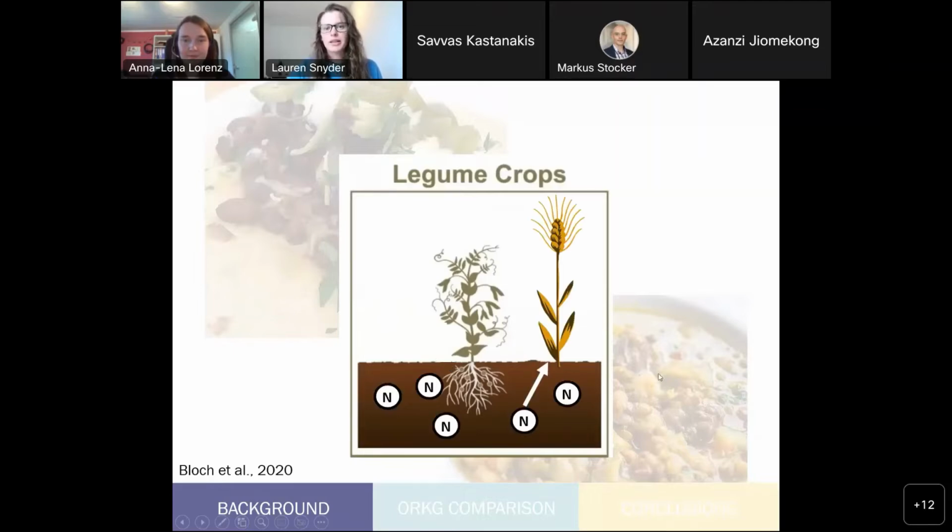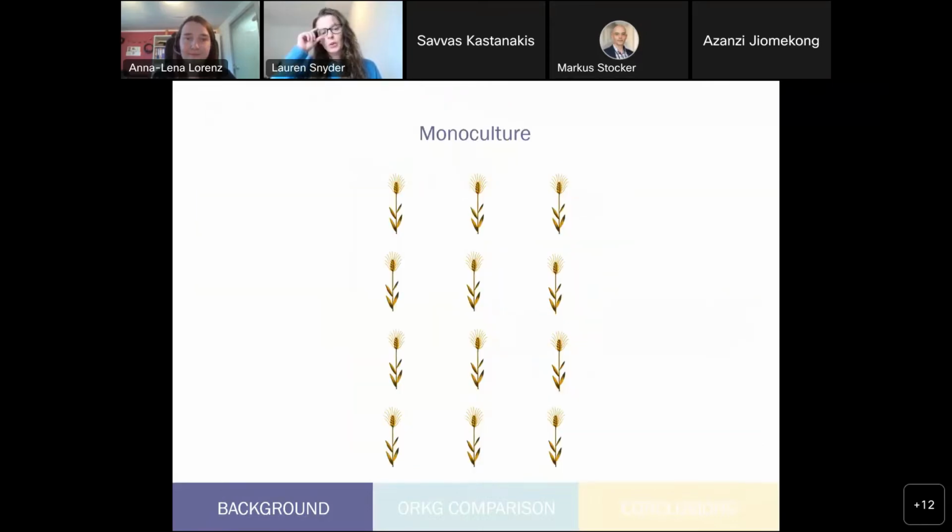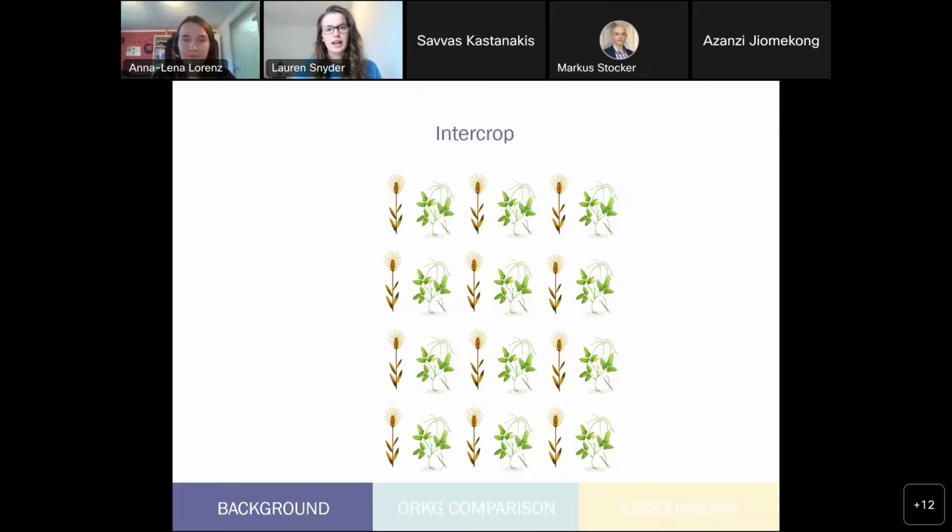This is important because if we can leverage legumes to provide these nutritional benefits to other plants, we could potentially reduce our reliance on synthetic fertilizers that are not only harmful for the environment, but also are expensive for farmers to use. So one way that we can potentially take advantage of legumes is to grow them in an intercrop with other crop species. For example, you could start with your original crop. Just as an example here, I'm showing wheat, and then you would plant a legume alongside the wheat crop in the same field simultaneously.